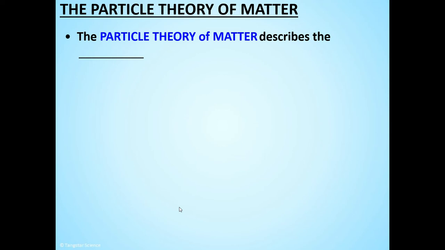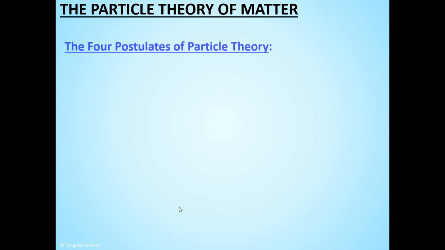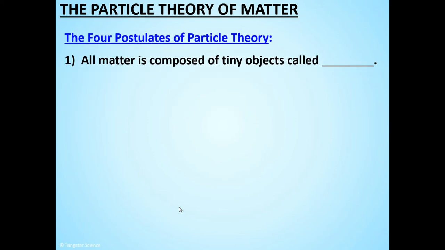Now we have the particle theory of matter, which describes the composition and the behavior of matter in terms of particles. Remember, particles are those very small pieces. So the four postulates of the particle theory state: number one, all matter is composed of tiny objects called particles.